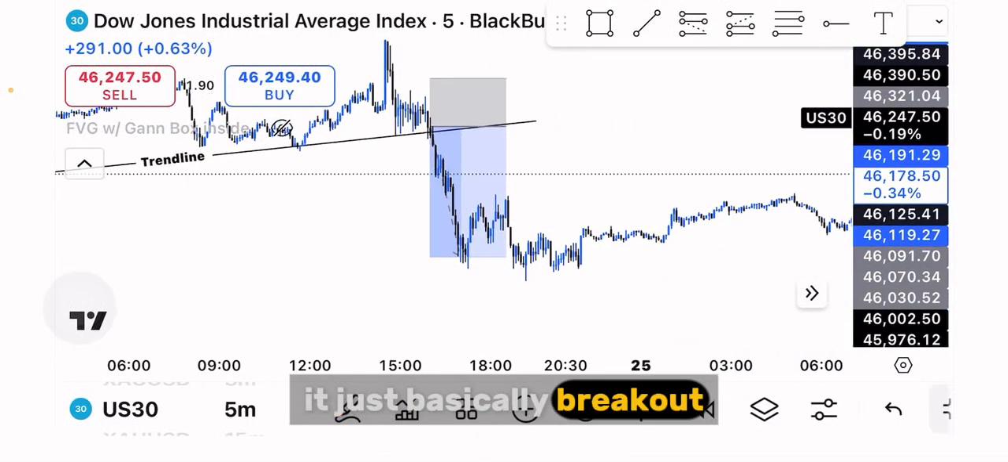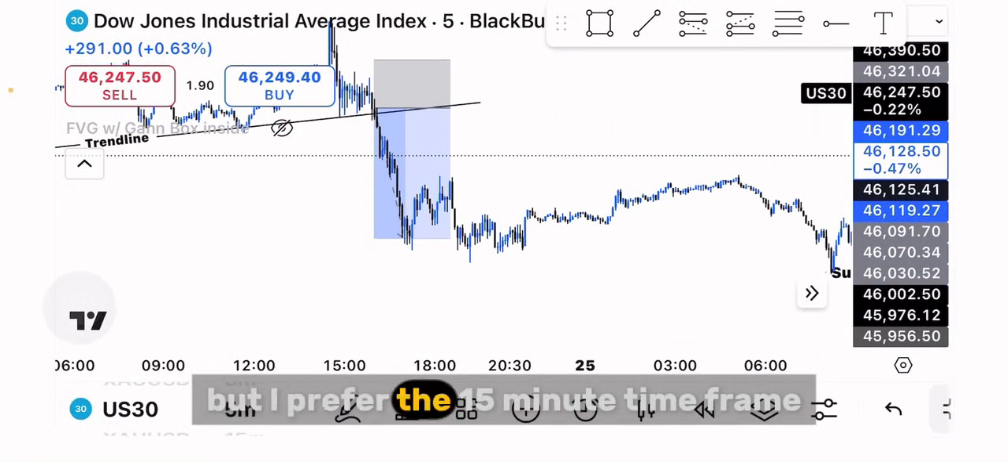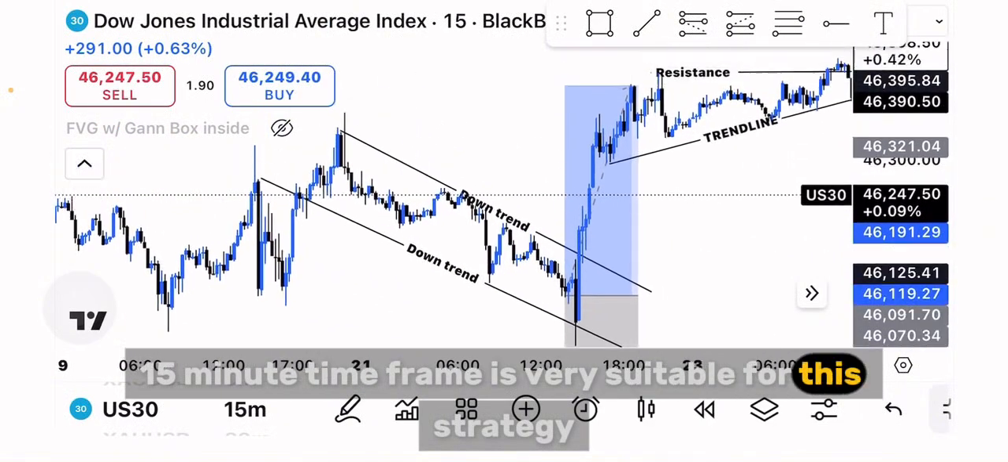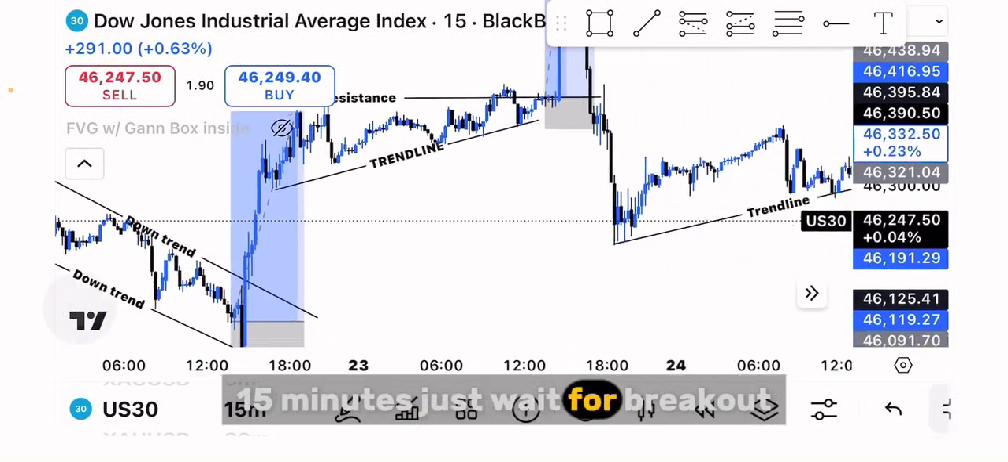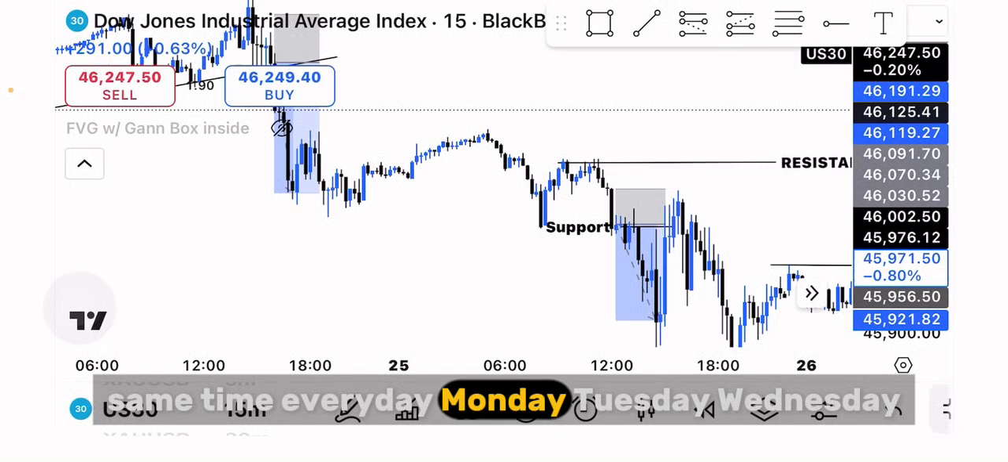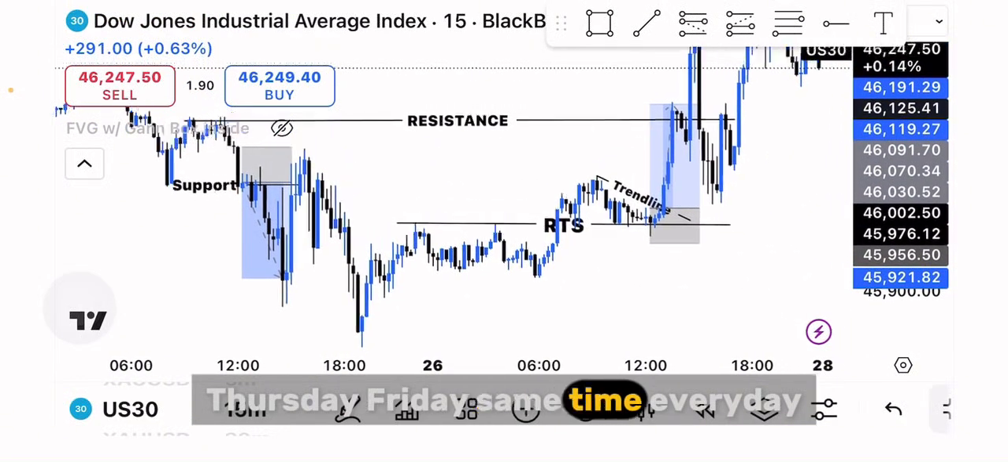It's just basically breakout. But I prefer the 15-minute time frame. The 15-minute time frame is very suitable for this strategy. 15 minutes. Just wait for breakouts. As you can see, same time every day. Monday, Tuesday, Wednesday, Thursday, Friday. Same time every day.